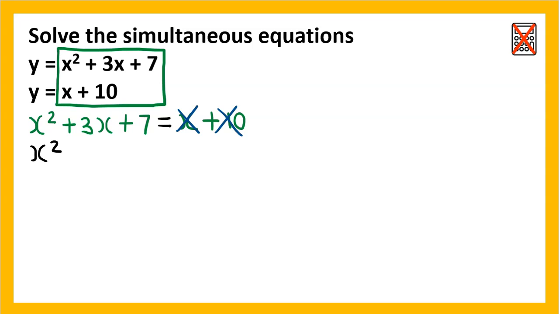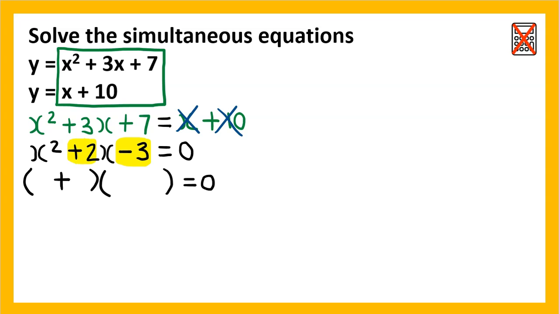So we have x squared. We already have 3x on this side, so subtracting x will leave us with 2x. And we already have 7 on the left hand side, so subtracting 10 from both sides will leave us with negative 3. And this is equal to 0 now. This quadratic expression does factorize, so we're looking for numbers that multiply to give us negative 3, but add to give us 2. Those numbers would be positive 3 and negative 1.